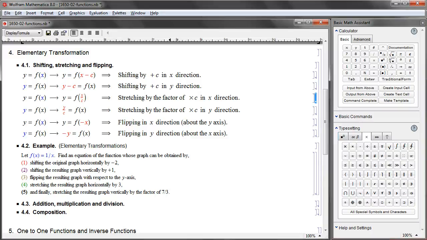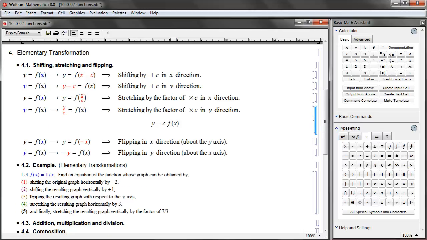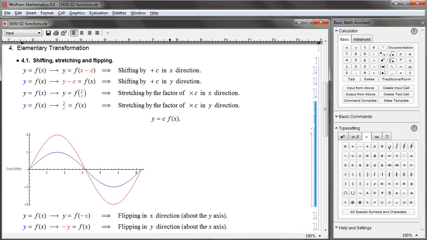If you do the same thing to y, then you're going to get vertical stretching, stretching in y direction, as you can see over here. And y divided by c is f of x. Flip the c to the other side, we have y is c times f of x, the final form. But in any case, it is coming from the same principle, inverse operation.